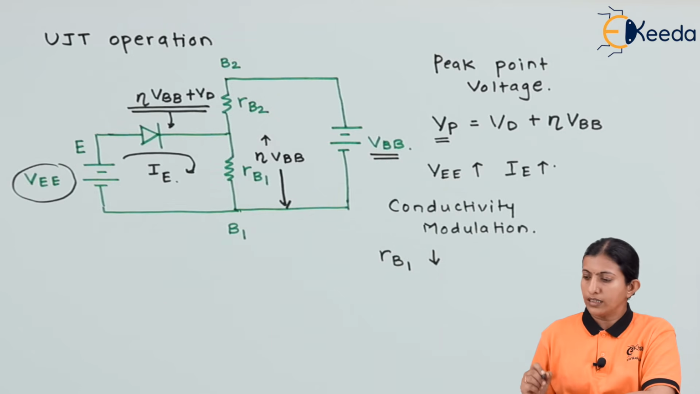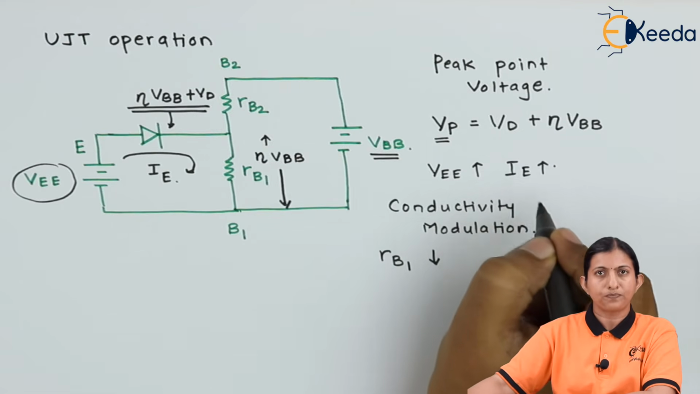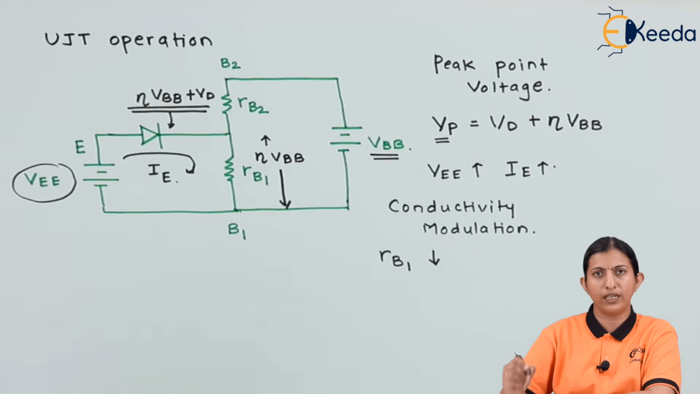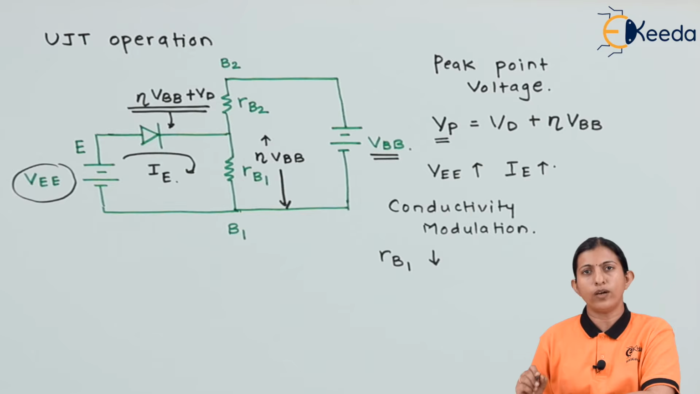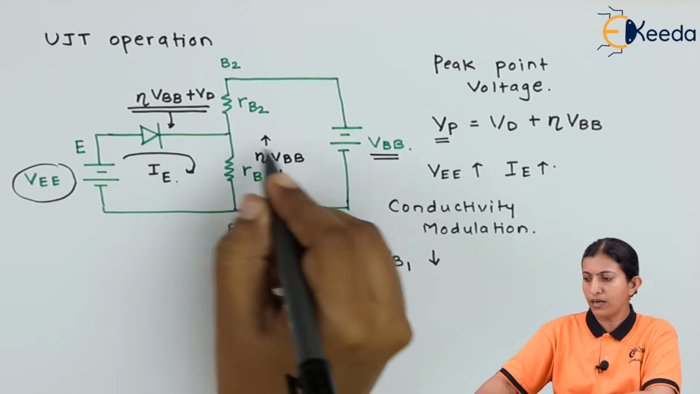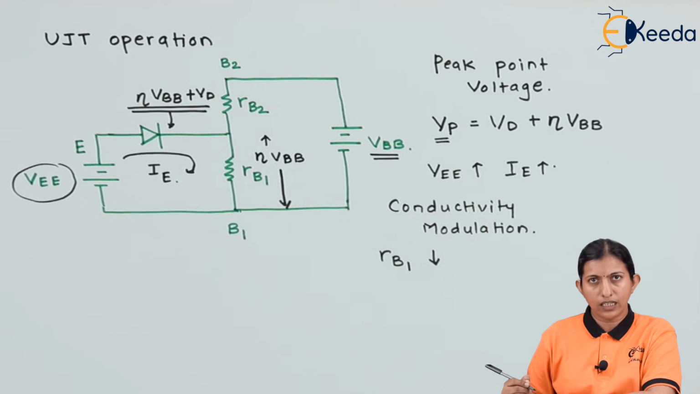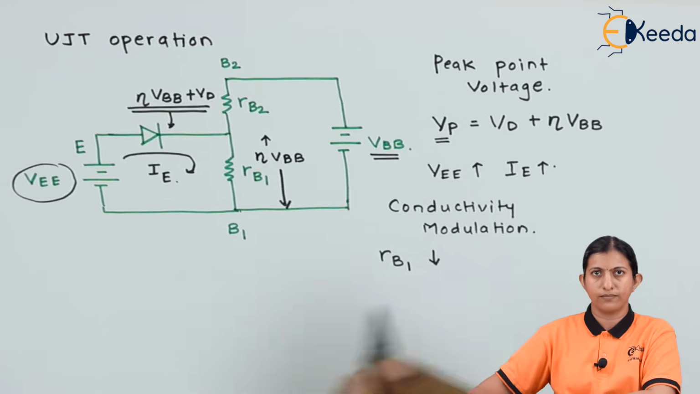Then when current IE increases, maximum holes will move from the P region to the N region, and as they move, the resistivity of the base region, which is nothing but N type material, decreases and the conductivity increases. So this increase in conductivity is called conductivity modulation.